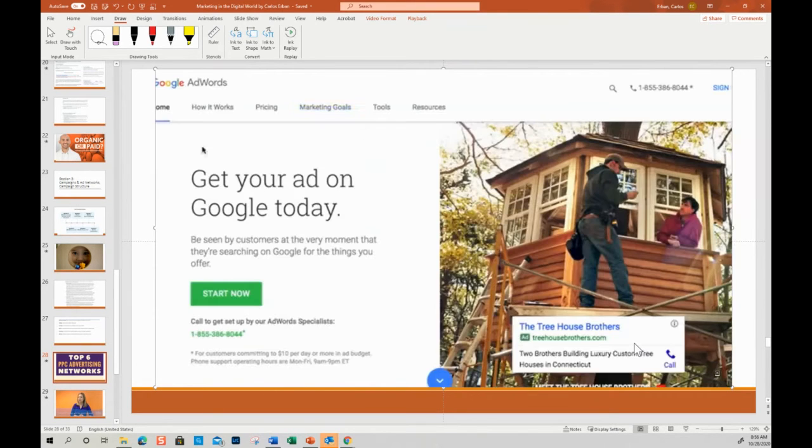So first we'll go through Google AdWords. So you can target keywords, you can run display advertisements. So they have an example here, the Treehouse Brothers. So if you're looking for a luxury treehouse in Connecticut, something like that, you can always have your ad up in front of ready to buy customers.